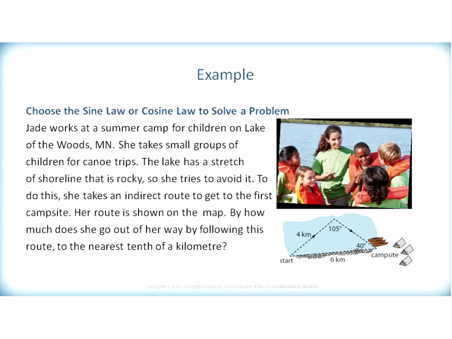Jade works at a summer camp for children in Lake of the Woods, Manitoba. She takes small groups of children for canoe trips. The lake has a stretch of shoreline that is rocky, so she tries to avoid it. To do this, she takes an indirect route to get to the first campsite. Her route is shown on the map. By how much does she go out of her way by following this route to the nearest tenth of a kilometer? So we can see down here in the bottom right corner the route that she takes.